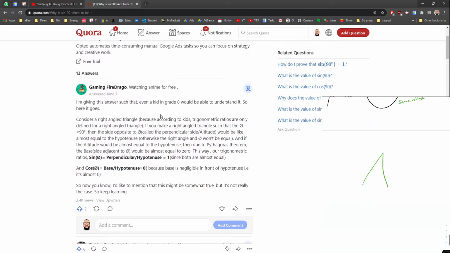Otherwise, okay, what's it talking about? Let's just draw it. You've got a right angle triangle. If you make a right angle triangle such that theta is equal to 90 degrees, then the opposite side. It wasn't supposed to be for an eighth grade kid. I'm struggling. Then the opposite side to theta would be almost equal to the hypotenuse. You what, mate?